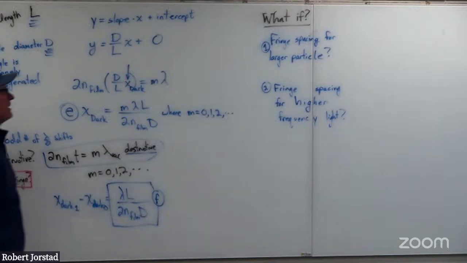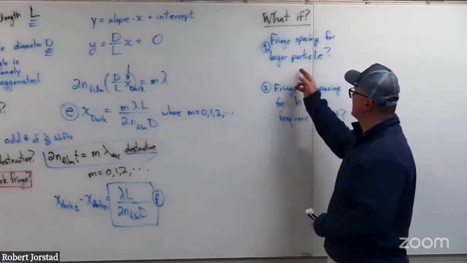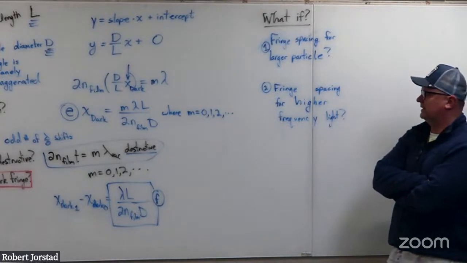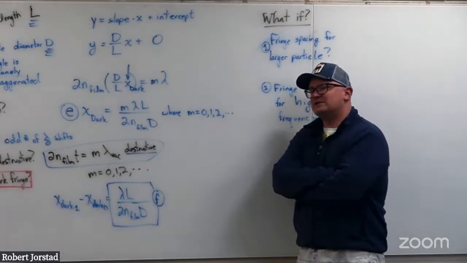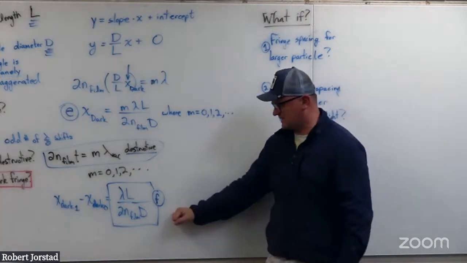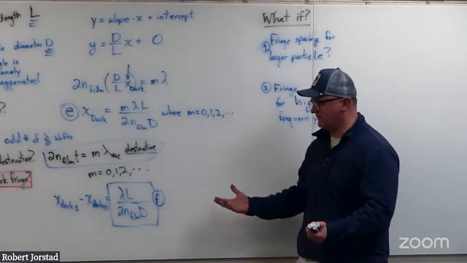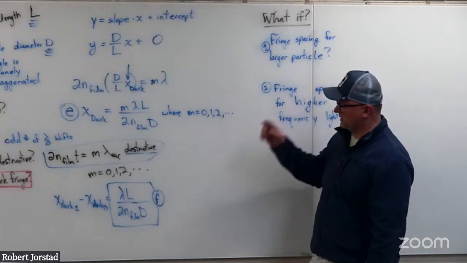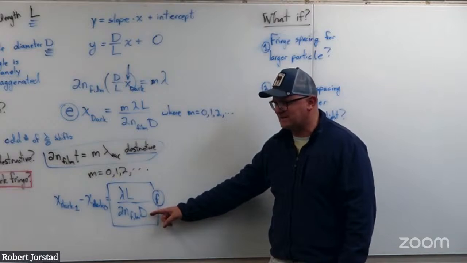I have two what ifs. I want you to think about what would happen to the fringe spacing if you had a larger particle. If you want to pause the video, go ahead. 3, 2, 1. Fringe spacing is this thing. It's the distance between adjacent fringes, right? So that's what I mean by fringe spacing. If that wasn't clear, sorry about that. So if you use a larger particle, what happens? If you use a larger particle, you get a larger denominator, the fringe spacing goes down.